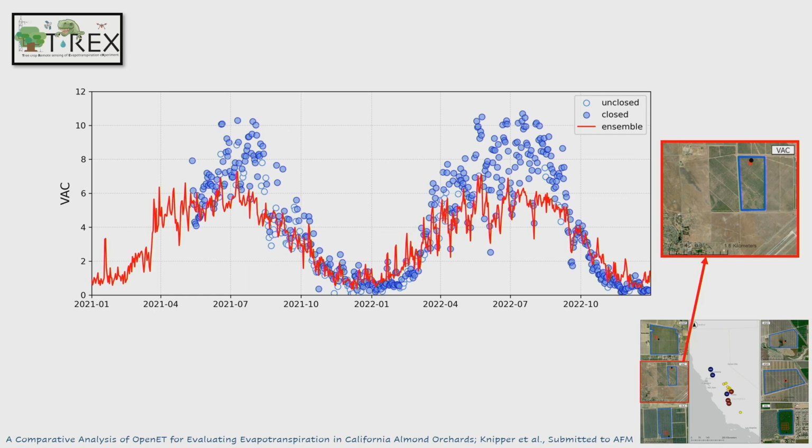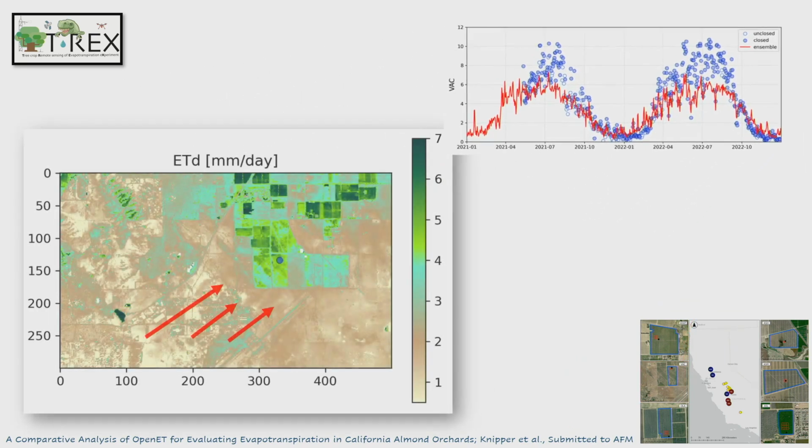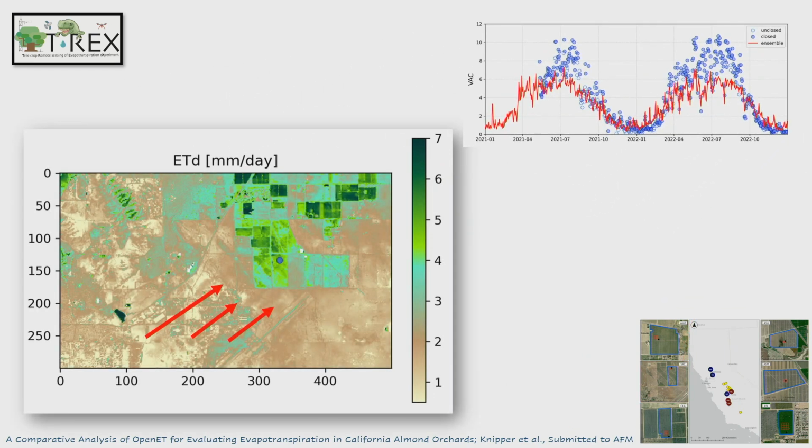One of the sites that we're having a real issue with is this Vacaville site. So what you're seeing here is, in the red line, the OpenET ensemble, and blue is observations. And Vacaville is located right next to Travis Air Force Base.